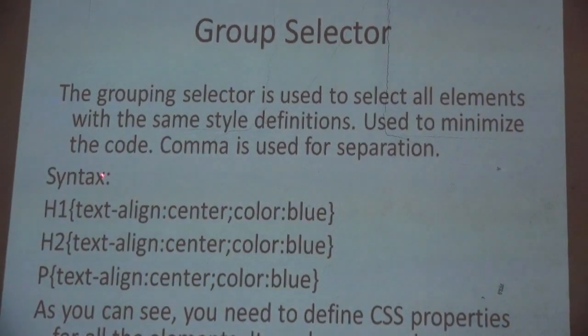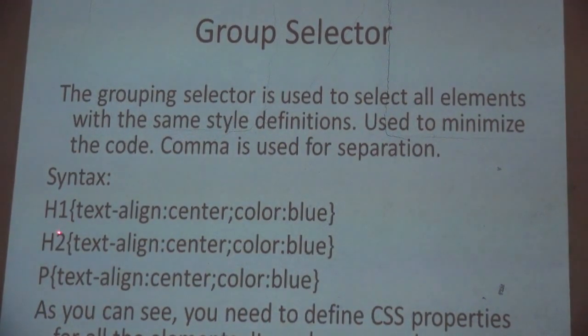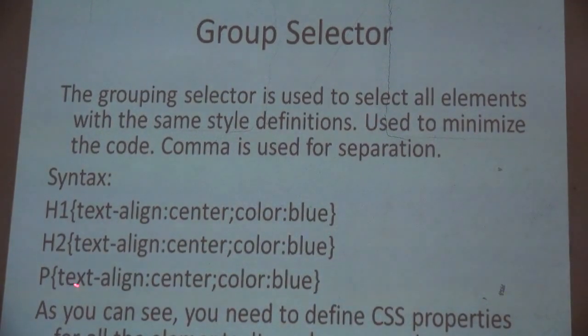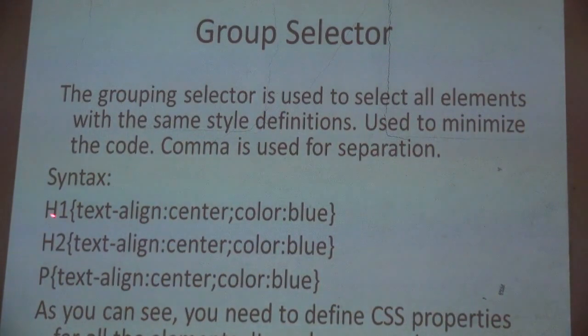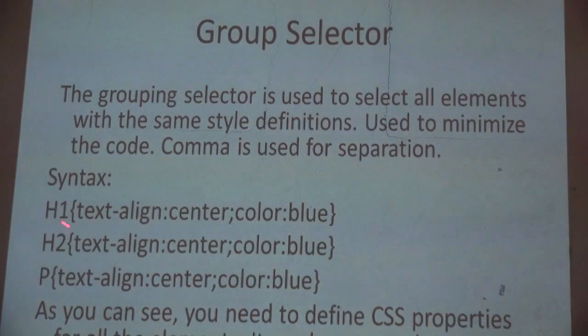Okay, for example, syntax H1, text align. So here is the example as well as the syntax. Here we are having heading 1, text align center, color blue. It means all these parts have the same properties and values, and we are giving this same type of properties and values to heading 1, heading 2 and the paragraph tag. So instead of writing these lines of code separately, we are using a single one, it is called a group selector. As you can see, you need to define CSS properties for all the elements.